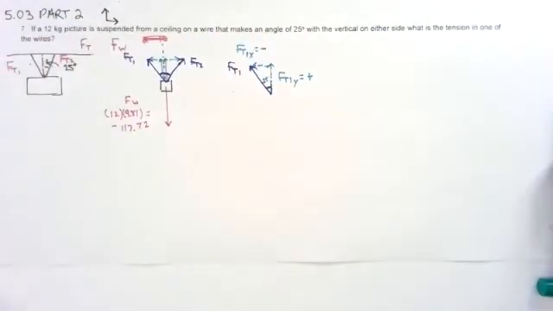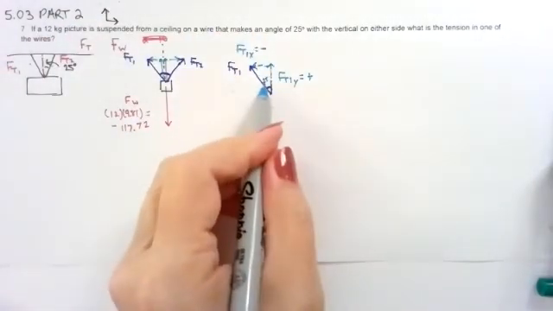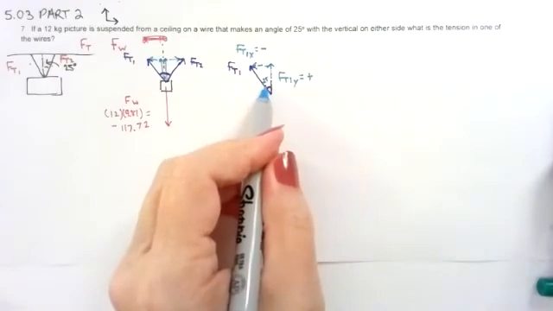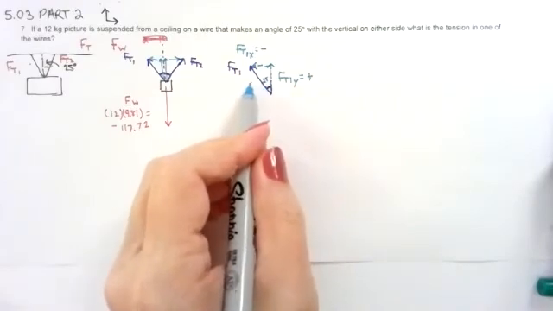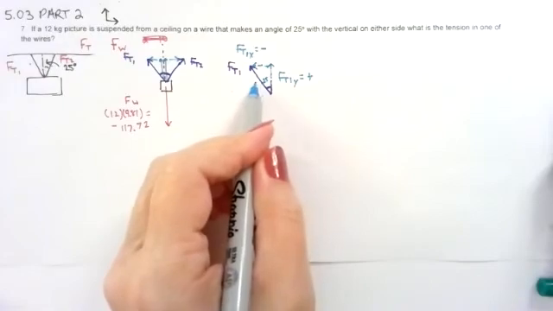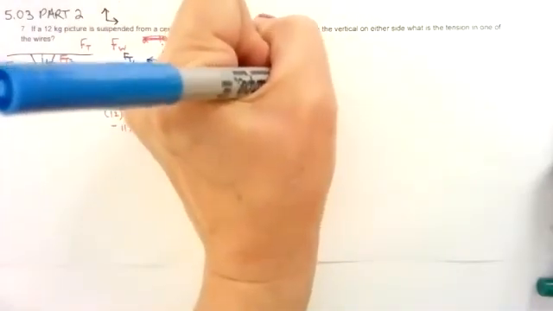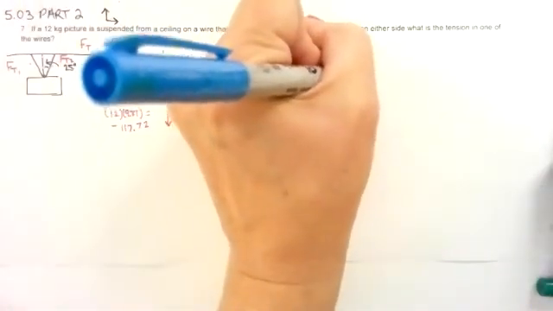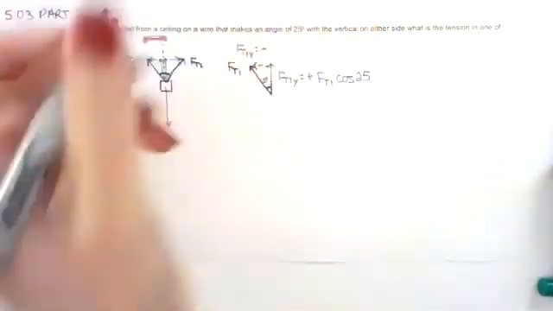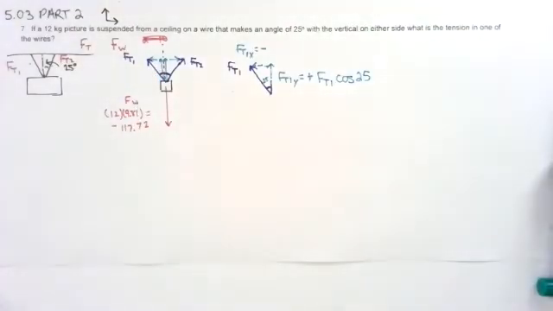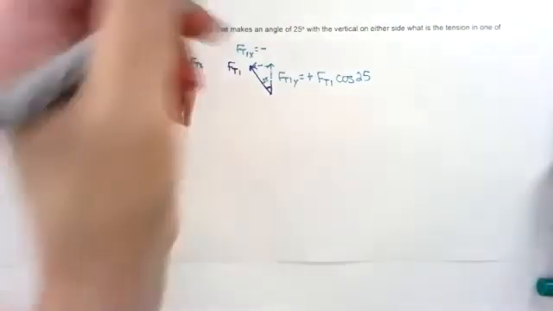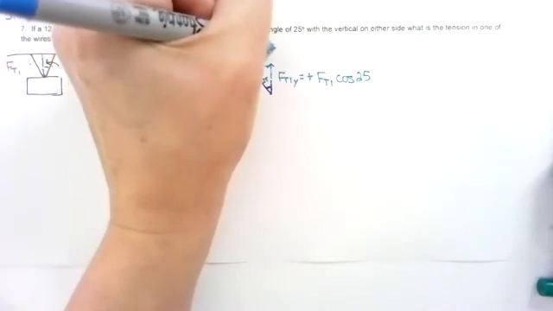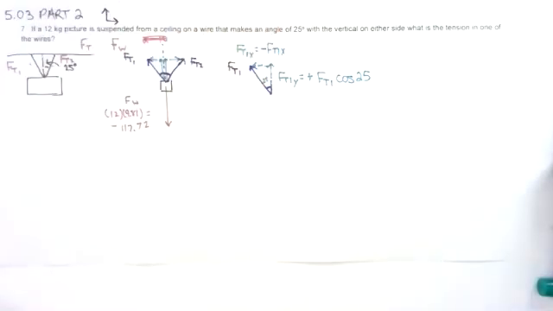That's a 25 degree angle. My trig function is going to be cosine. Again, I'm resolving against the vertical. So I don't know what my hypotenuse is, so I'm just going to leave it as FT1 cosine 25. And this guy, we're just going to leave this as an FT1x.